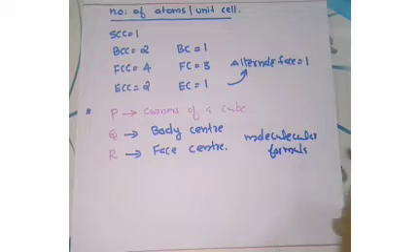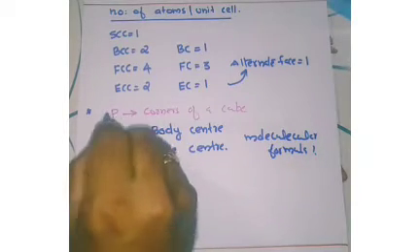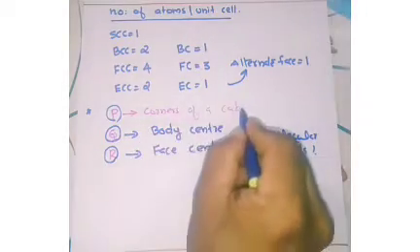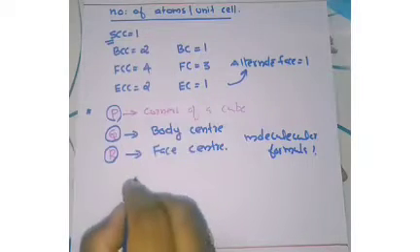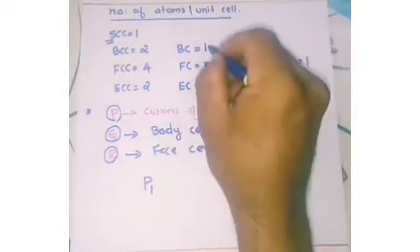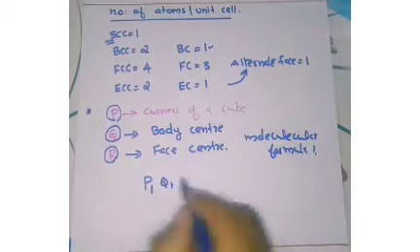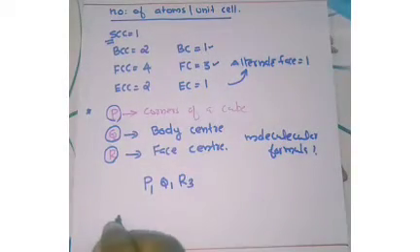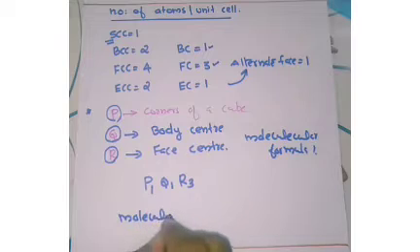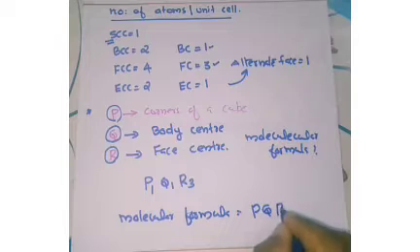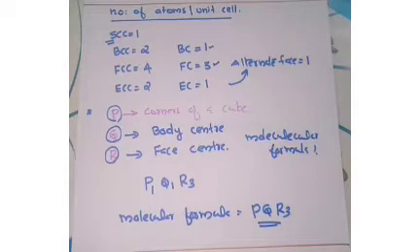Molecular formula formed by the combination of these 3 elements. What are the 3 elements? P, Q and R. Simple. P atoms are at the corners of a cube. Corners means here SCC. So how many number of P atoms? P1. Clear. Then Q at the body center. Body center means how much? 1. So Q1. Then R in face center. Face center means 3. So R3. Then molecular formula is equal to PQR3. Clear? Okay. Here we discuss about unit cell.